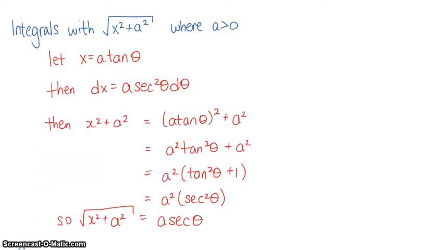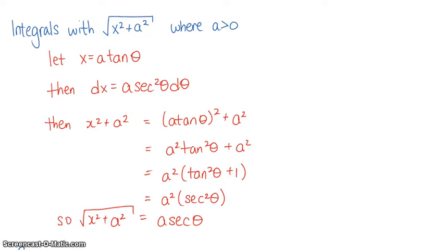So the next format we're going to look at is when we have an x squared plus a constant squared, so an a squared. Again, where a is greater than 0. Now the last one we looked at was our constant squared minus our x squared. This one now is the addition of the two. So the order really doesn't matter, but they put the x squared first.